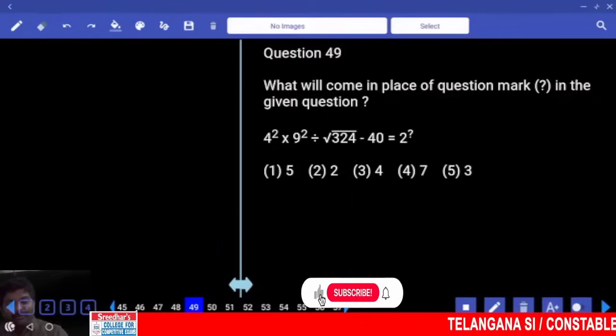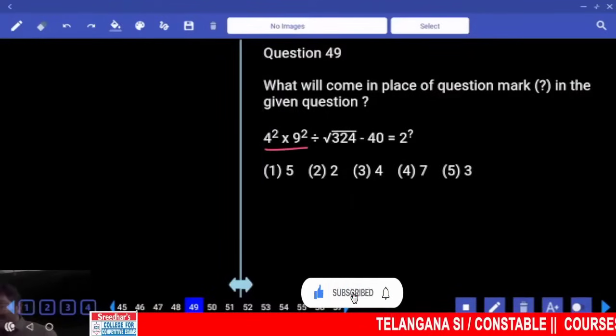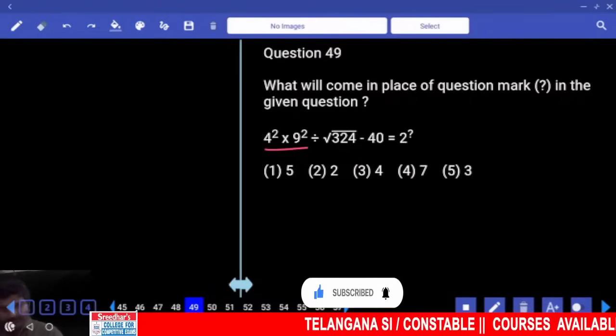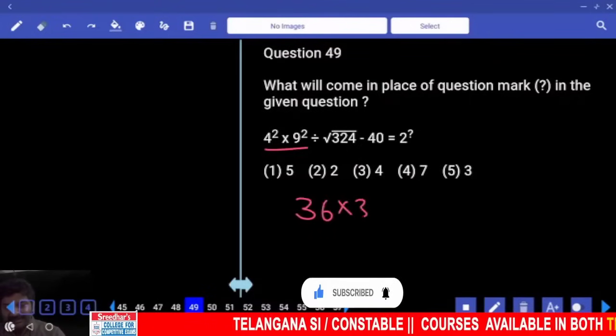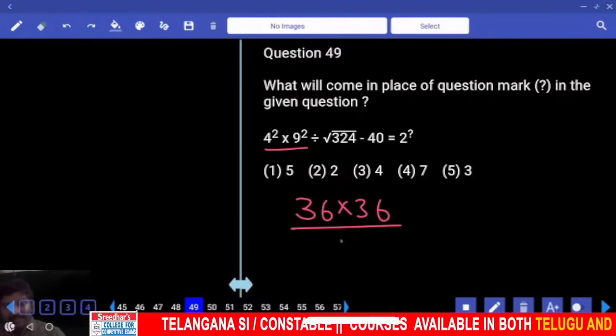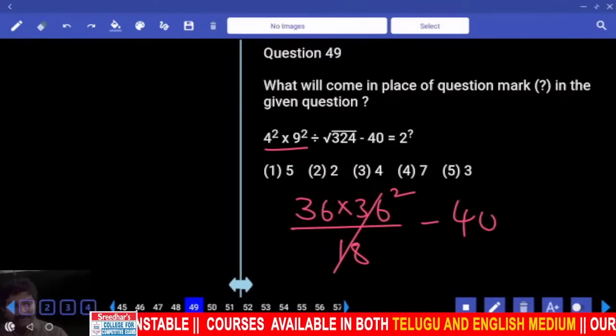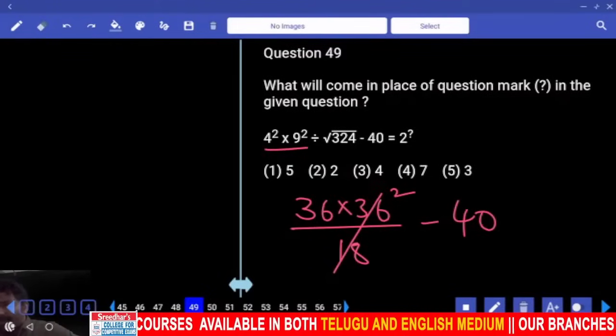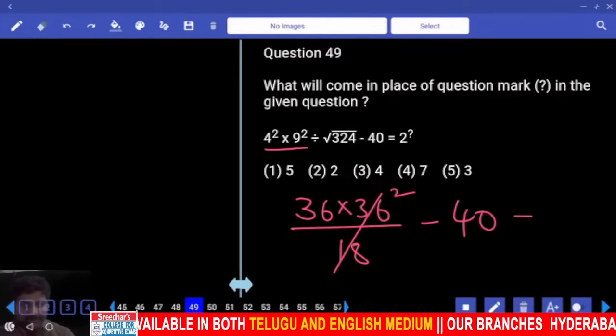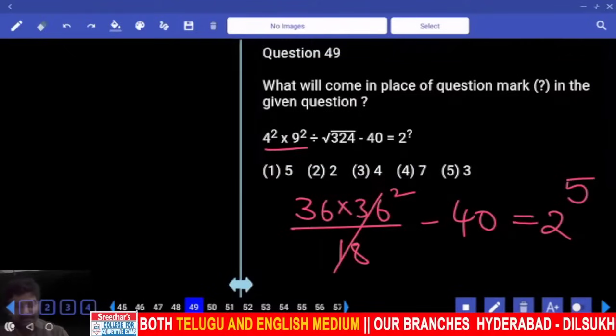Right. 4 square into 9 square can be written as 36 square. I'll write it as 36 into 36 divided by 18. How many times? 2 times. Minus 36 2 times 72 minus 40 32. 32 is 2 to the power of 5.